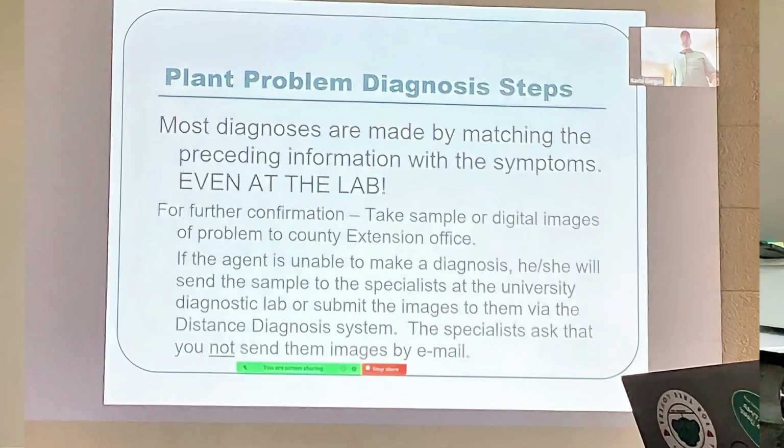For further confirmation, take a sample or digital images of the problem to the county extension office. If the agent is unable to make a diagnosis, he or she will send the sample to the specialist at the university diagnostic lab or submit images to them via the distance diagnosis system. The specialist asks that you not send the images by email.